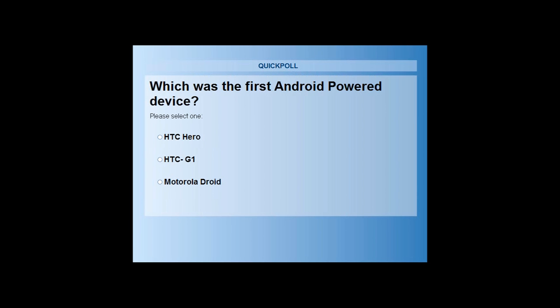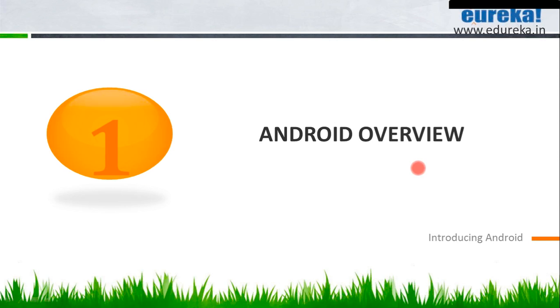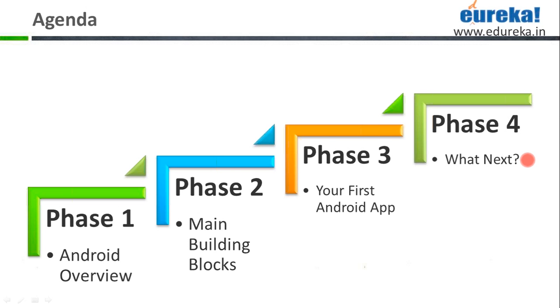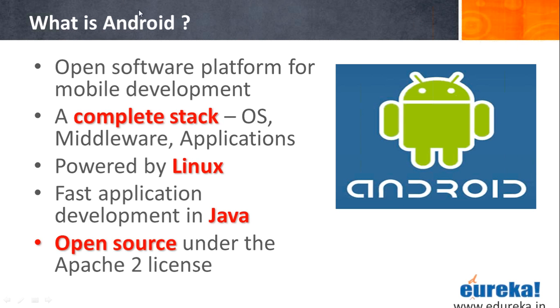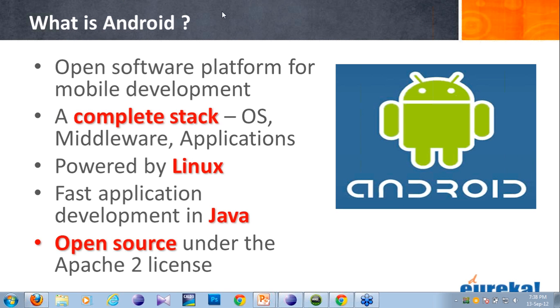I think majority of the people have casted their votes here, and majority of the people are going with Motorola Droid. The answer to the question that I had asked was, it is the HTC G1, which was the very first Android powered device. It was running on Android OS 1.5. So that is the correct answer to it. So let's go to the Android overview now.